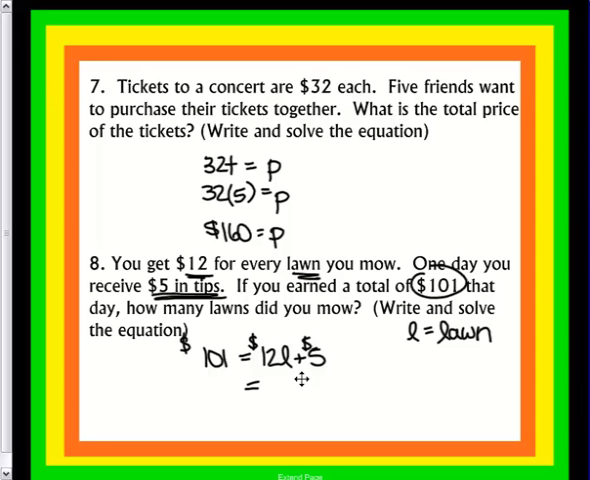So I'm going to remove the 5 from both sides, and I'm left with $96 equaling my 12 lawns. So if I divide by 12 on both sides, I mowed a total of 8 lawns.